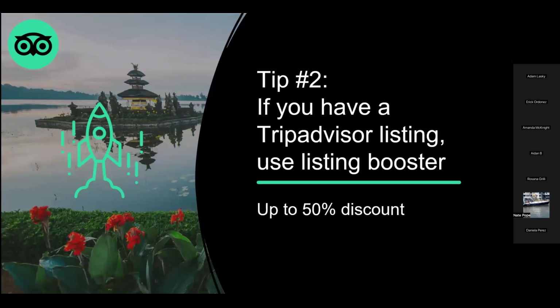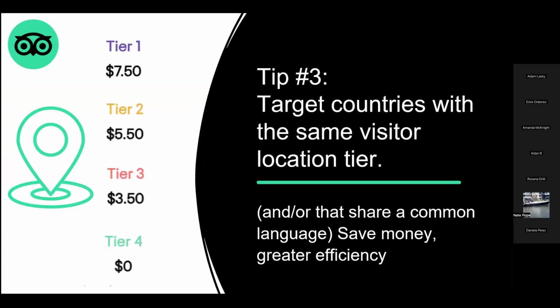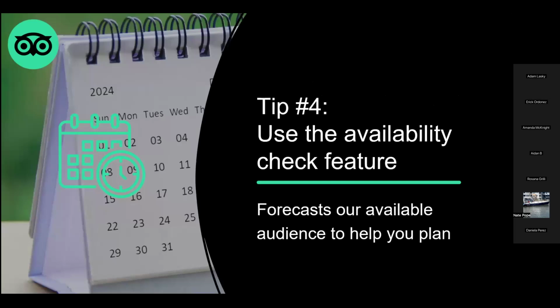Tip 2, if you have a Tripadvisor business listing, it's a great way to use the Tripadvisor listing booster. And also the most you could get off is 50%. So it's a great option to check out the platform. All right, tip 3, I know I already mentioned that as well. Target countries with the same visitor location tier and or if they share a common language. You'll save money, you'll have greater efficiency, win-win all around.